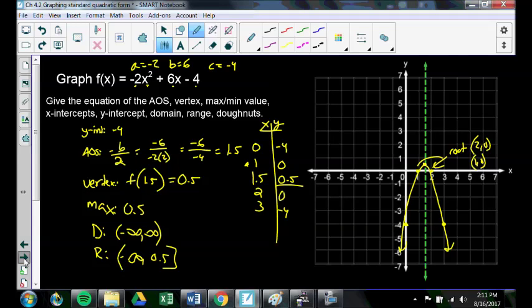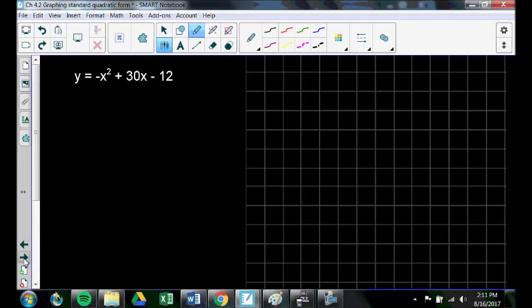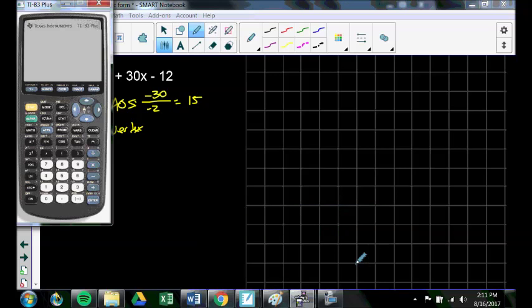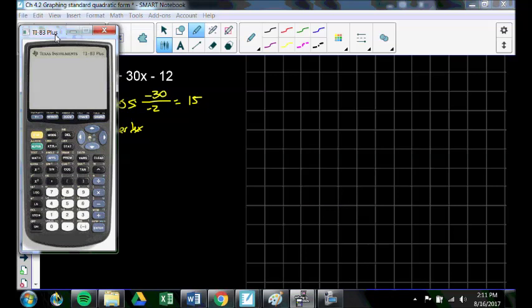Good. Let's talk about how to do something like this. Now this is going to have a huge AOS and vertex. The AOS of this is going to be -b over 2a, which is 15. So the middle of this graph is going to be at 15. The vertex of this graph is going to be at, what was it, -15 squared minus 30 times 15 minus 12. That's at -687. And the y-intercept is at -12.